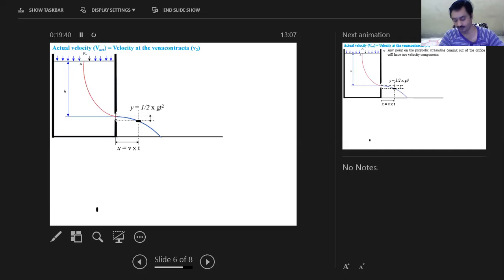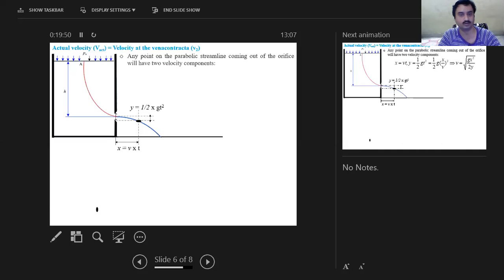If we try to find out the locus of this parabola, any point on the parabolic streamline coming out of the orifice will have two velocity components, one horizontal and one vertical. The horizontal component is x equal to vt, and the vertical component will be half g t square, because the parabolic profile is actually a combination of two things: the motion under gravity and the linear motion.